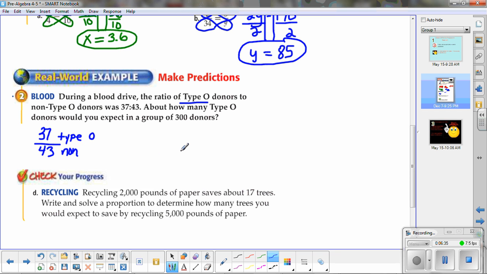Now it says, about how many type O donors would you expect in a group of 300 donors? All right, this one is a little bit tricky now that I look at this. We want to know how many we would expect out of 300 total. So we don't really want to write our ratio like this. We want to write it as 37 type O out of how many total donors? Well, if there were 37 type O and 43 that were not, that's a total of 80 donors.